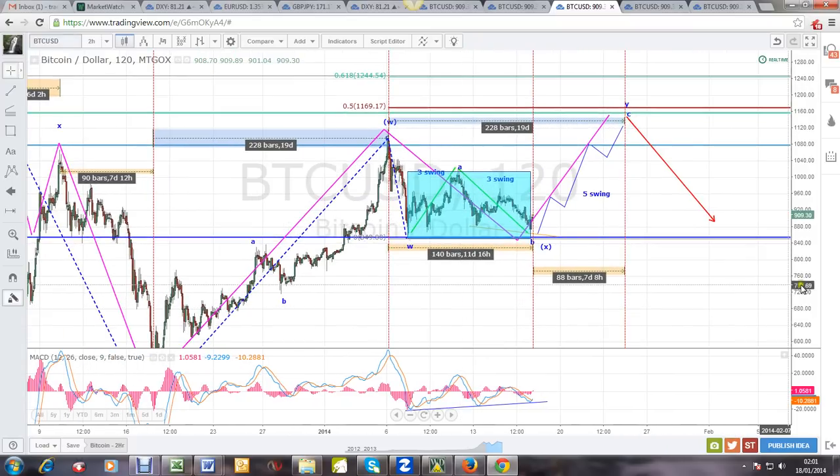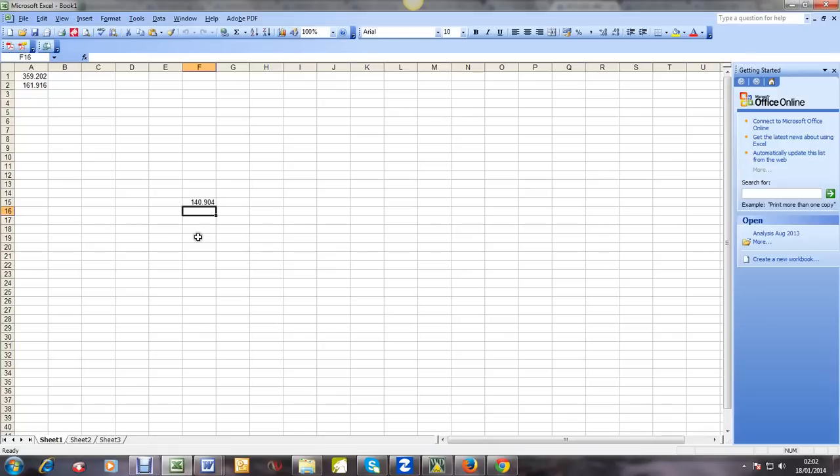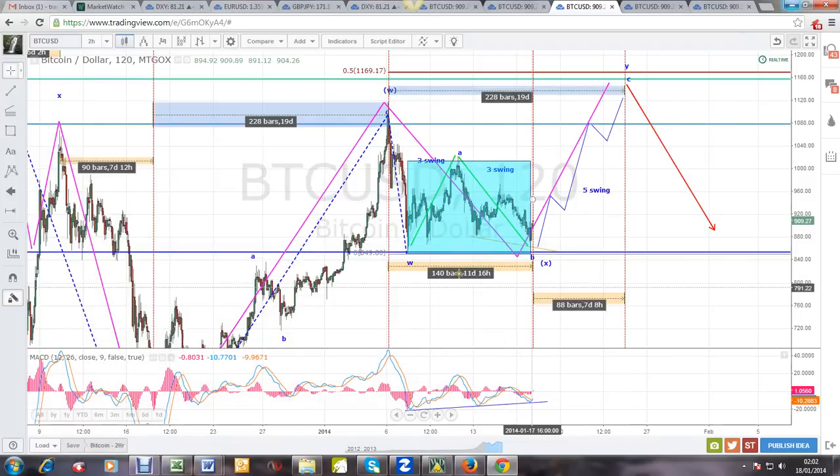And it's interesting more so because if I measure from the high to the end of this flat correction, it's 140 bars, right? So I asked, is it going to give me some Fibonacci ratio in time? And it does. On my Excel sheet, I put 228 bars multiplied by 61.8% retracement. So it's approximately 140 or 141 bars, right? So 140 or 141 bars.